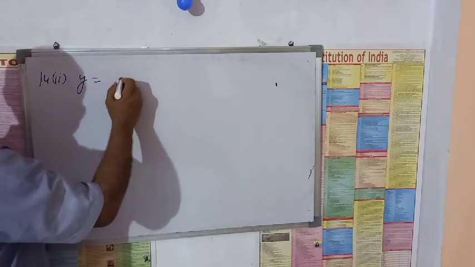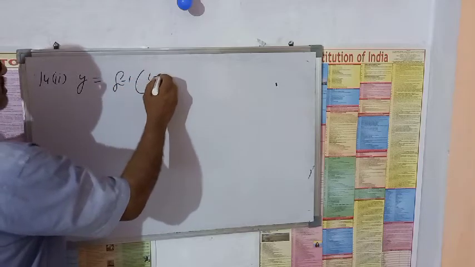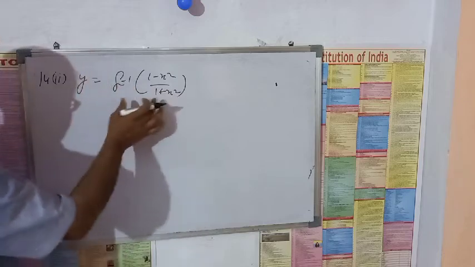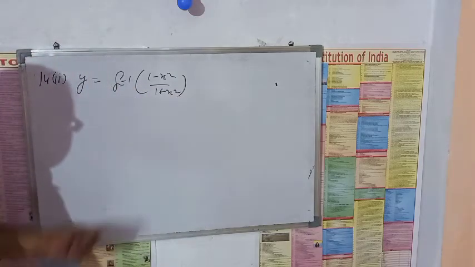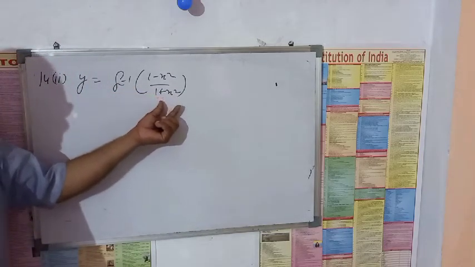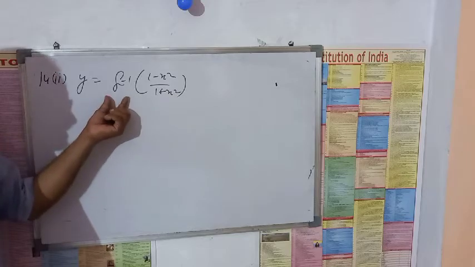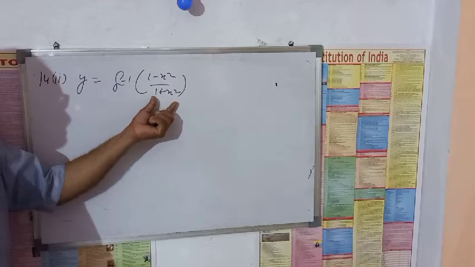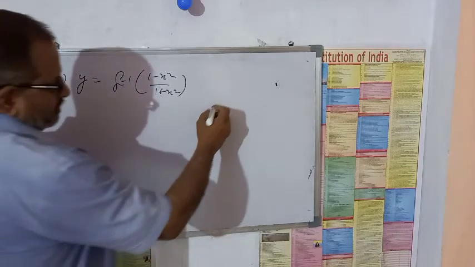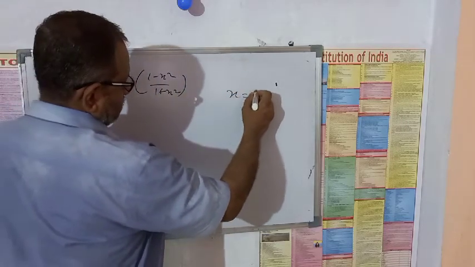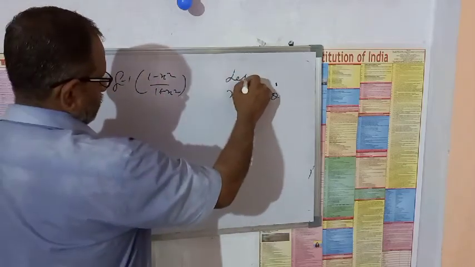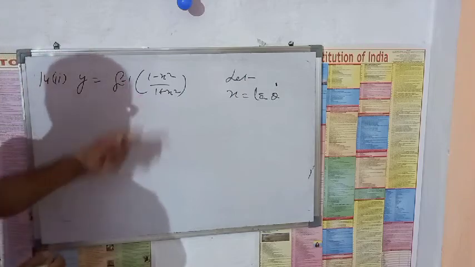Let y is equal to sine inverse of 1 minus x square upon 1 plus x square. We have to differentiate this. Again we have to apply here sine inverse sine x is equal to x. So sine inverse is there, we have to change it into sine using proper substitution. So what will we use here? Let x is equal to tan theta. So put here tan theta.